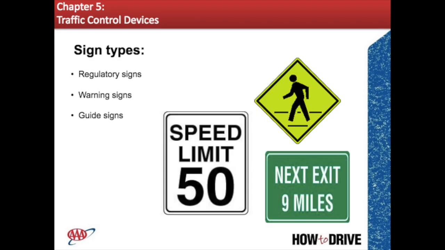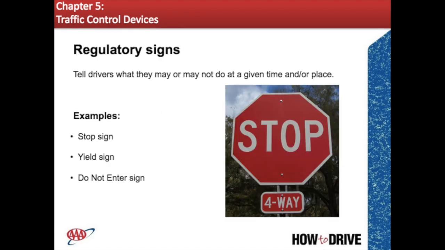Then we have sign types. There are three basic types of signs: regulatory, warning, and guide signs. Each conveys a different type of information. So let's start with regulatory signs. These tell drivers what they may or may not do. Such signs inform drivers of laws that apply at a given time and or place. Examples of regulatory signs include stop signs, yield signs, and do not enter signs.